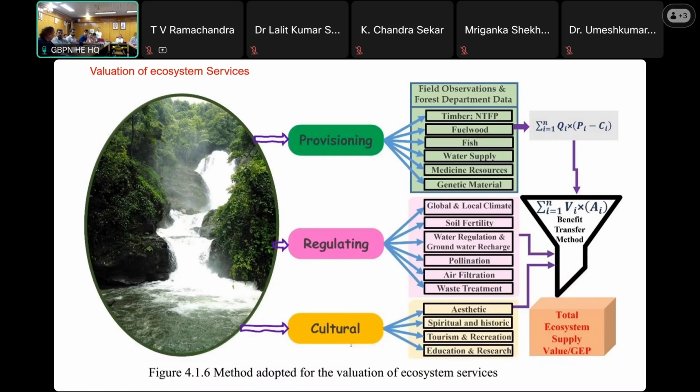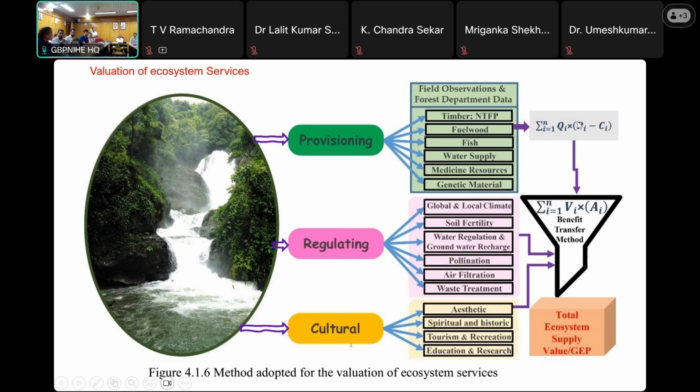One is from the primary data, you can carry out a field study. Second, if some studies have been done by students, you can compile the data. Third, the forest department itself has some data, especially on timber, and they also have the senior age value, which is the difference of the market price minus the cost. Once you have the quantity of the resource, multiplying by the market price minus cost gives the benefit.